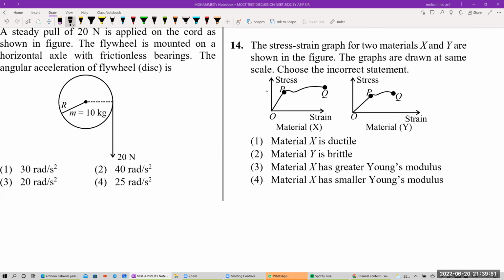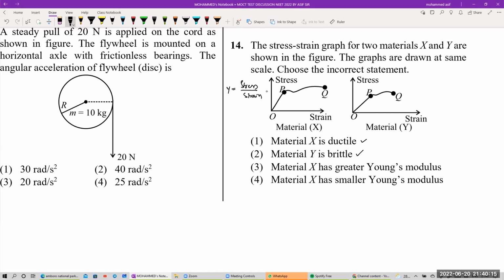क्वेश्चन नंबर 14 का आंसर क्या हो जाएगा बेटा, P से लेके Q तक ये डिस्टेंस ज्यादा है, ये डिस्टेंस कम है। अपन को मालूम है Y is equal to stress divided by strain, ठीक है ना। Material X is ductile, it is true. Material Y is brittle, यानी दोनों के बीच में डिस्टेंस अगर कम है तो it will be brittle, that is also true.